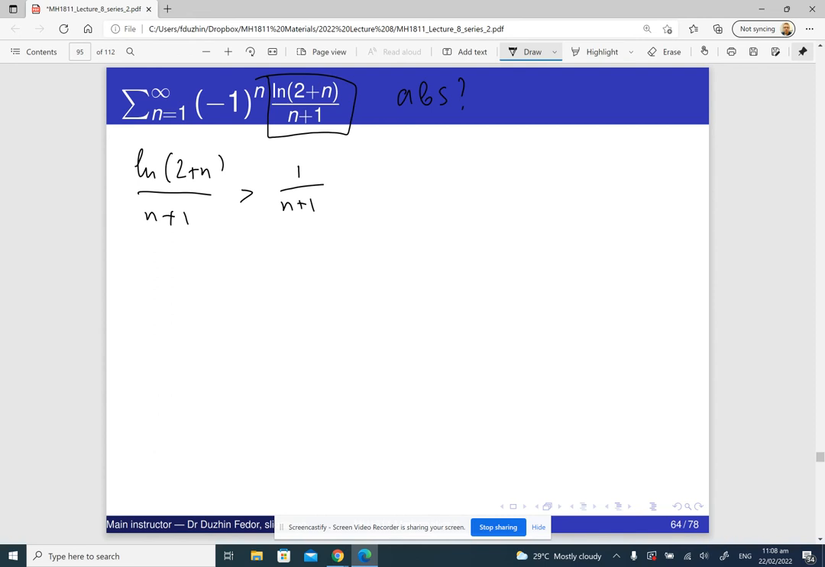So, and we know that this series diverges, because it is essentially the harmonic series only shifted by one position, right? So which means that the original series also diverges. So it means that our series does not converge absolutely. No absolute convergence.